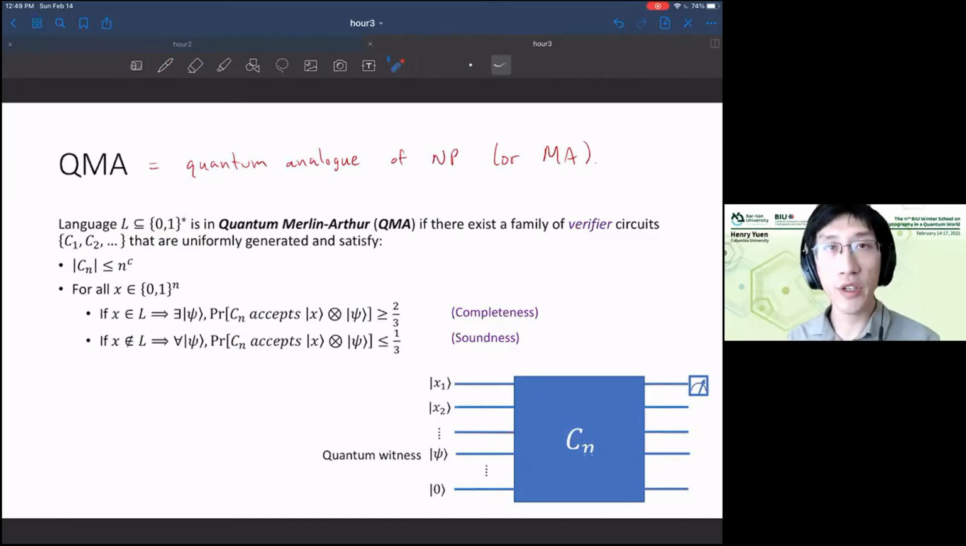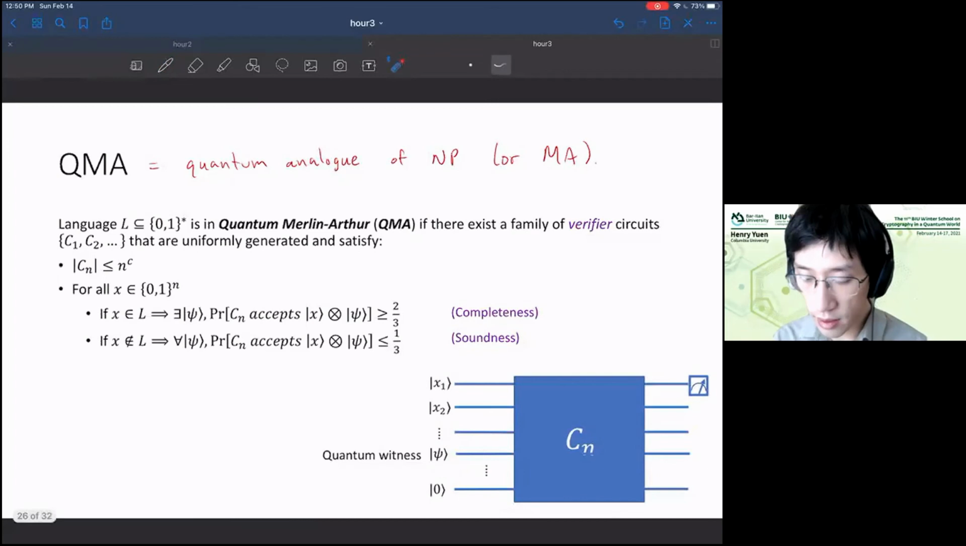What's a verifier circuit? It's exactly the same thing as a normal quantum circuit, except there's one register, a collection of qubits, designated for what's called the quantum witness. It's just like in NP, where you allow the verifier to take in some proof string. A verifier circuit can take in a quantum proof, a quantum witness, that it uses to verify whether an instance is in the language or not.